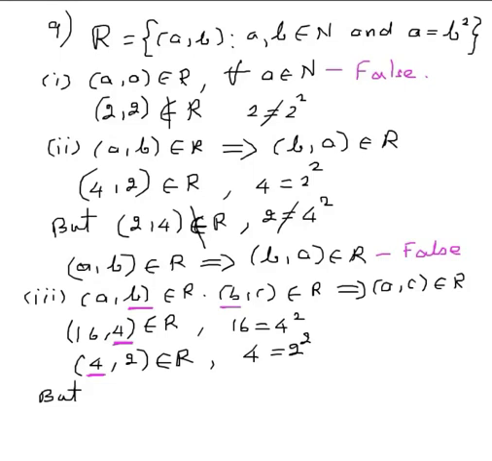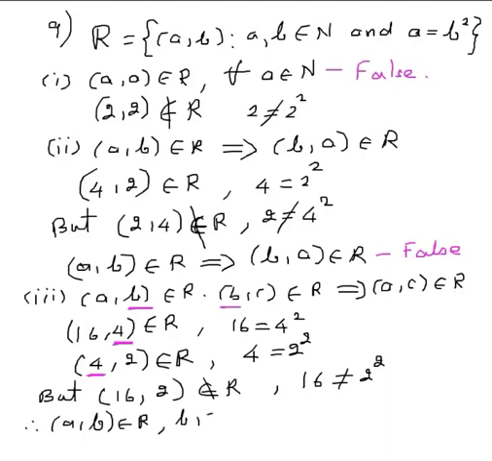But check for (a, c). Our a is 16 here and c is 2. It doesn't belong to R. The reason is 16 is not equal to 2 square. Therefore, (a, b) belonging to R and (b, c) belonging to R implies (a, c) belonging to R is false.